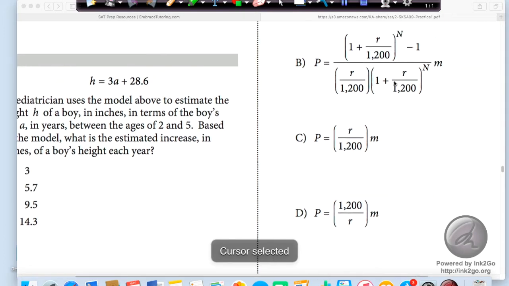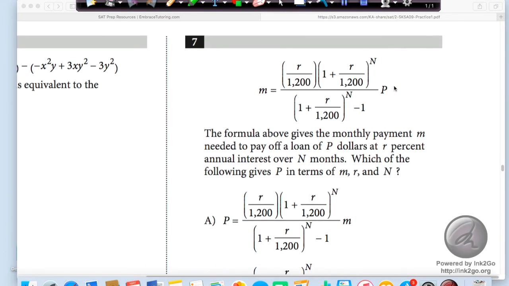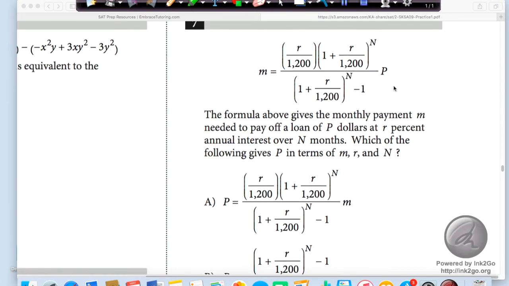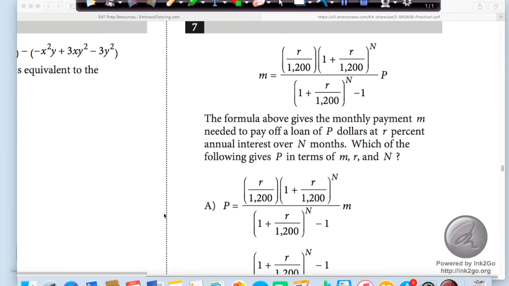Okay, so question 7. All right. Question 7 does not look fun. Let's just put it that way. Question 7.